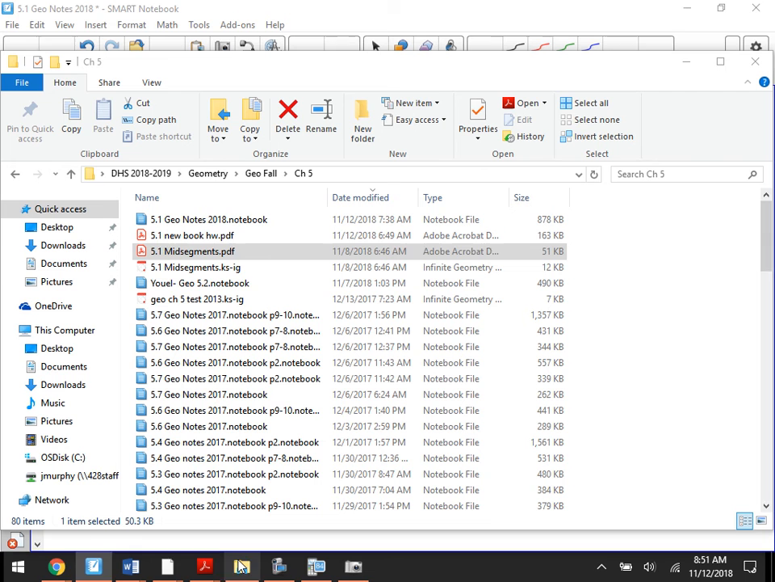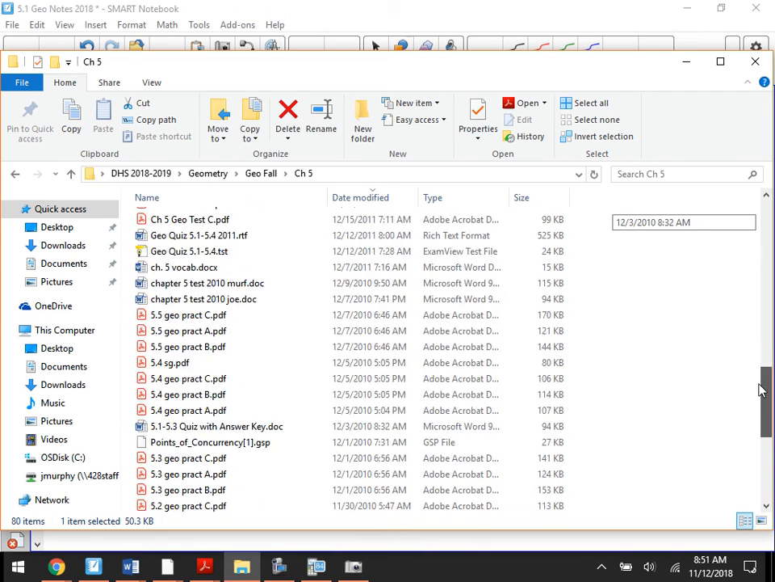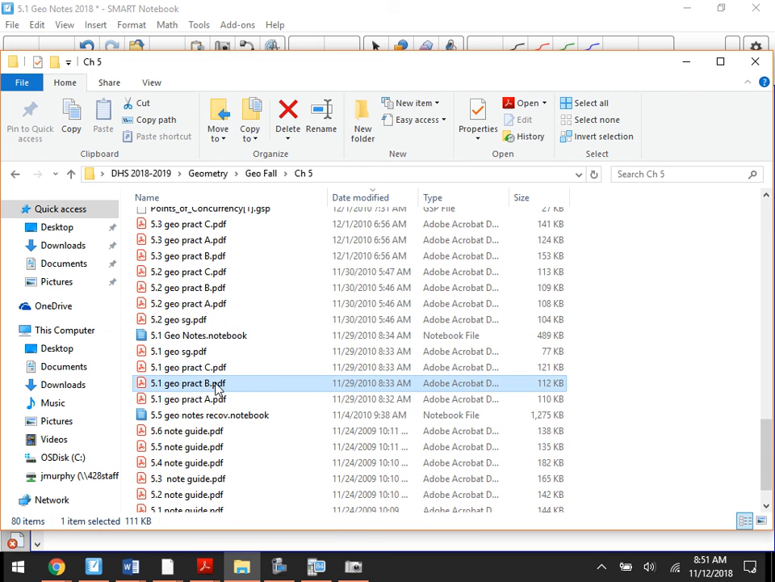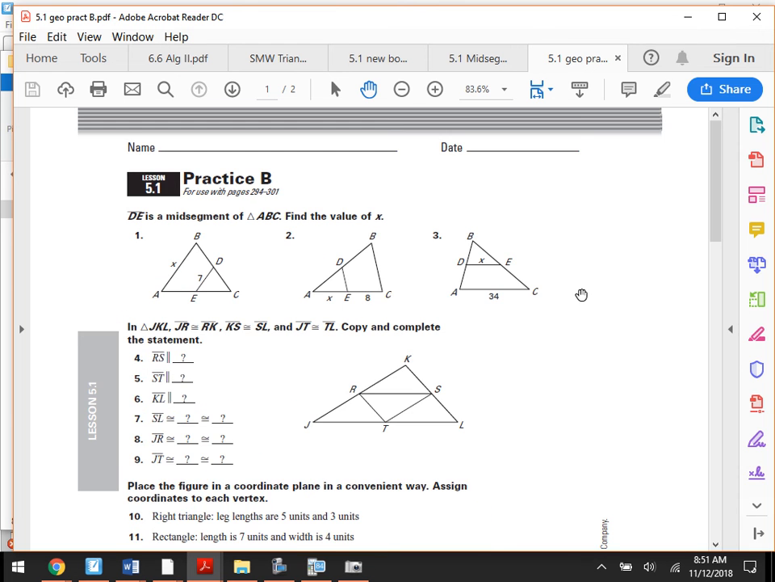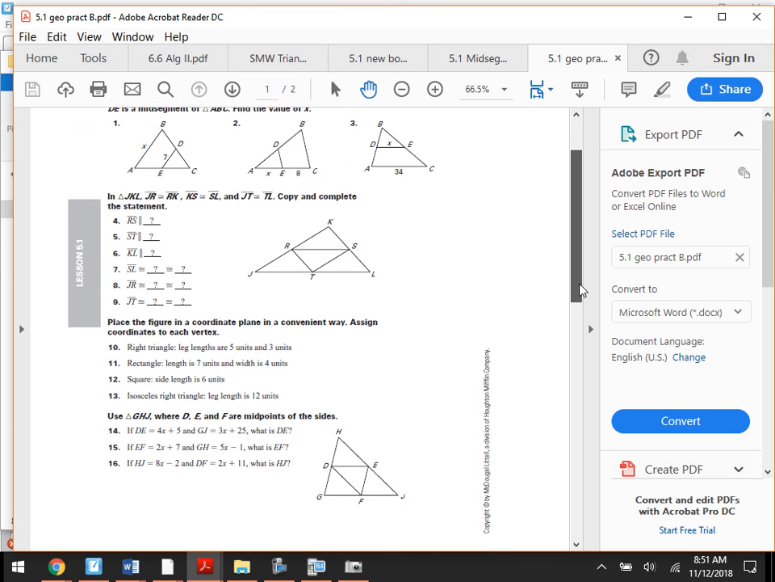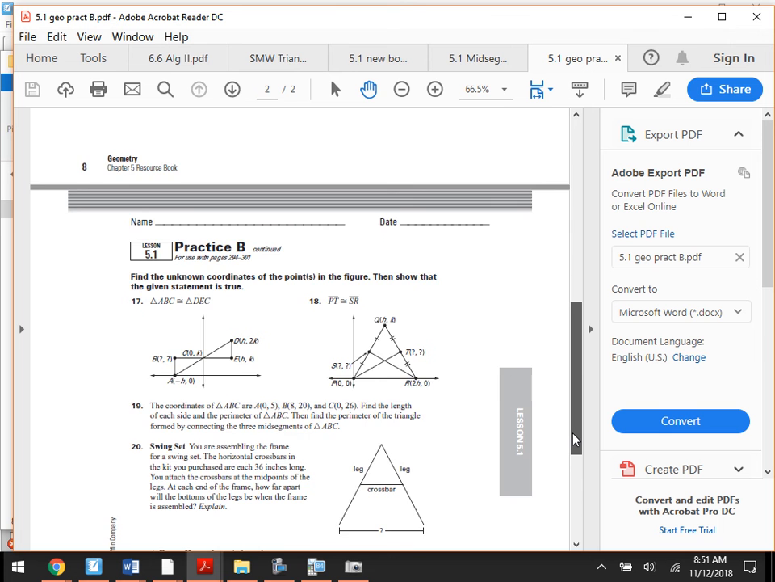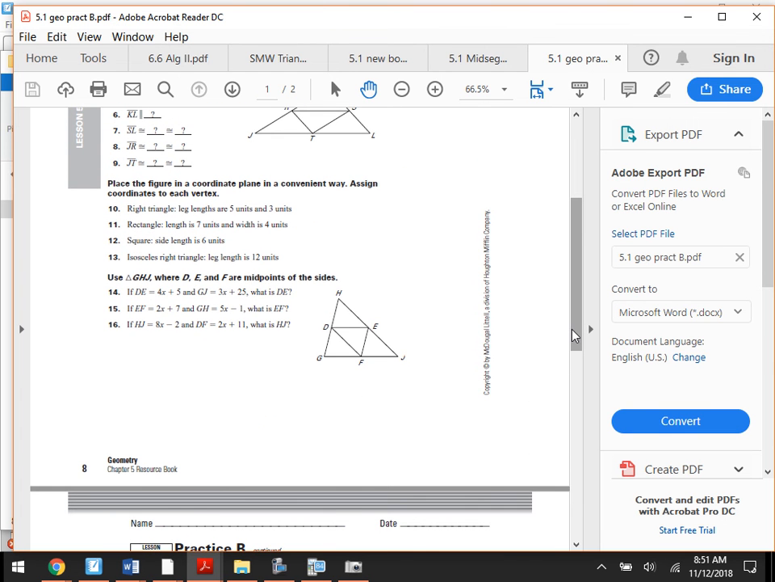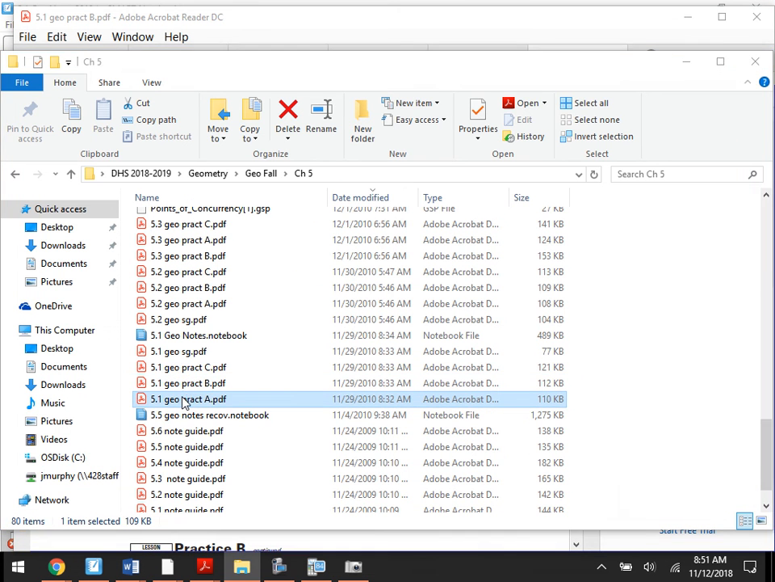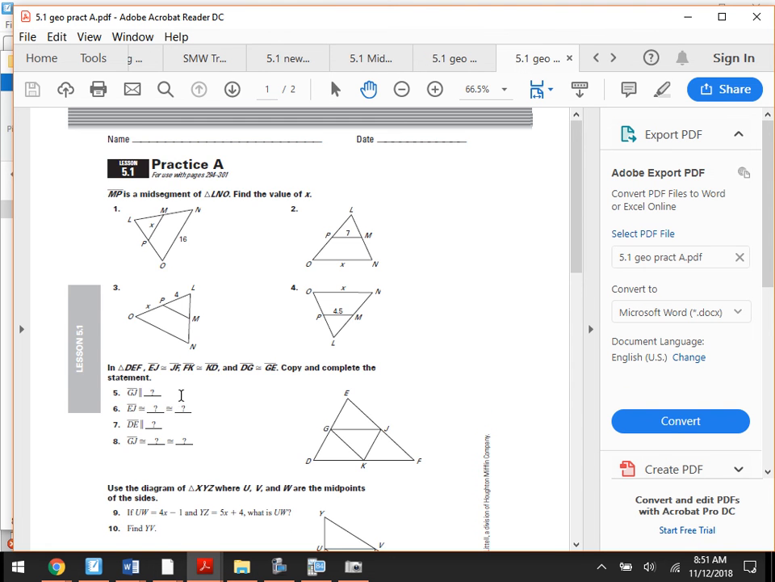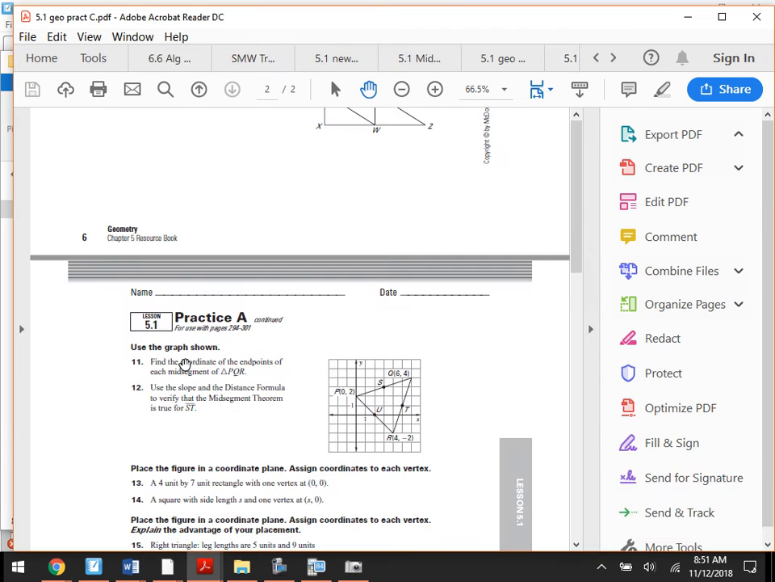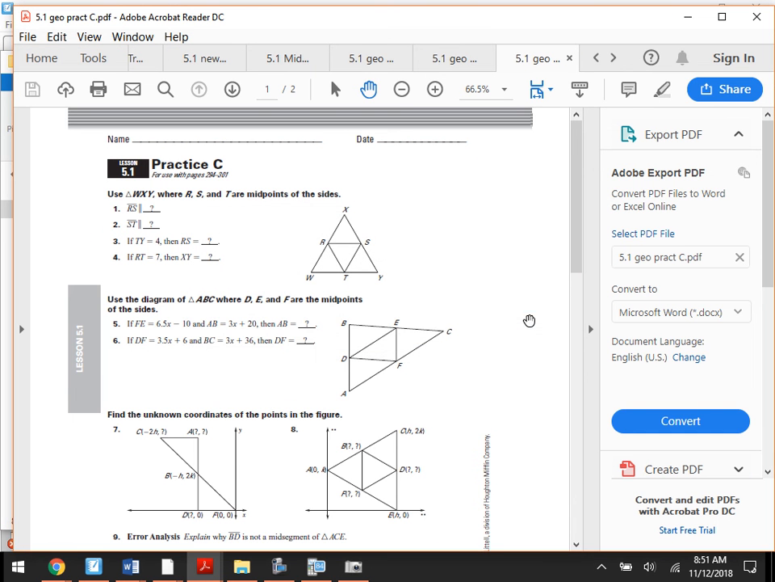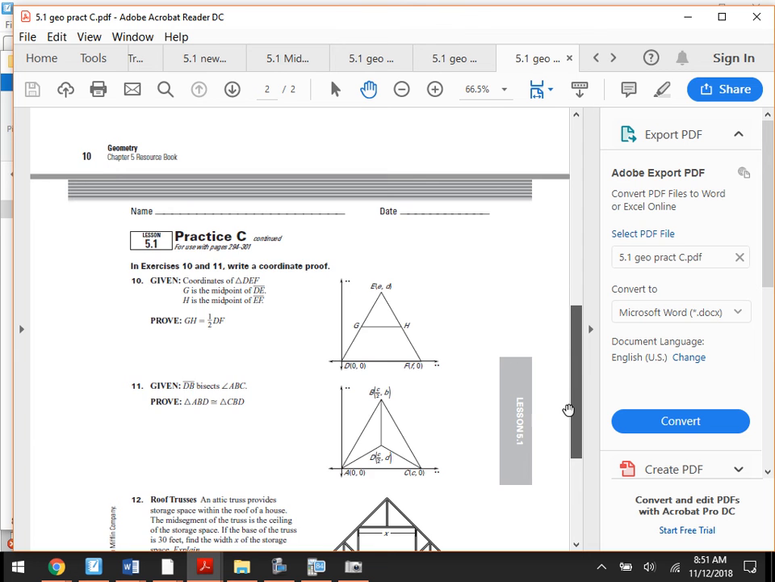Let me see if I have that up. I apologize for not having this one up. I don't remember which sheet had this good problem on it. Oh well.